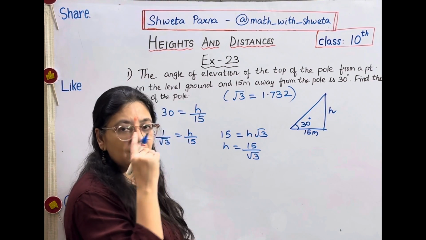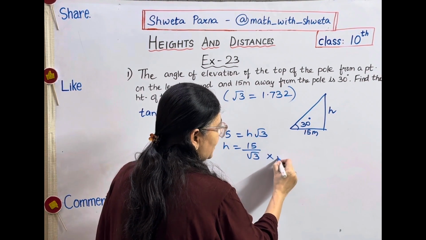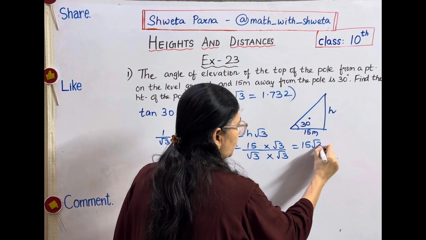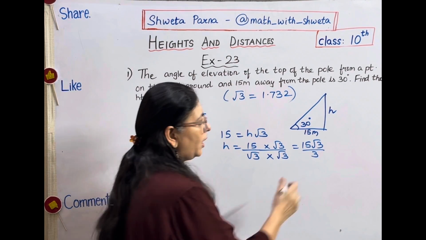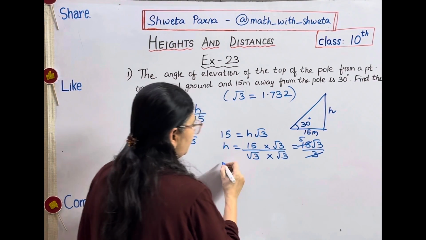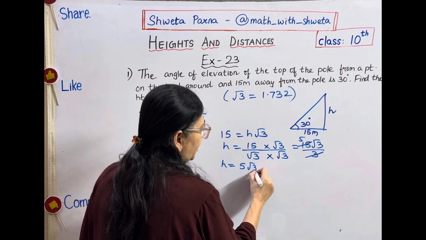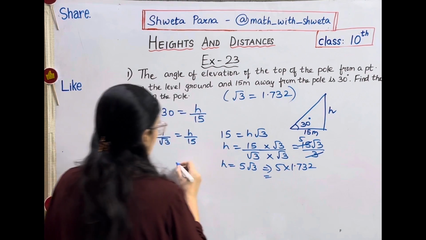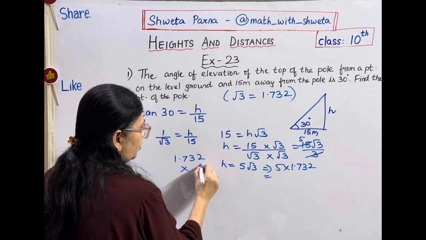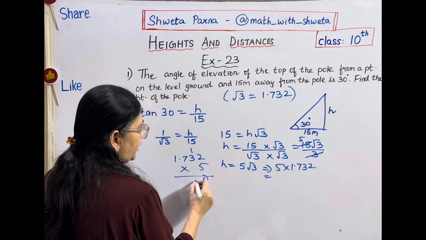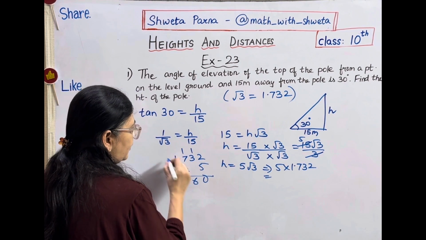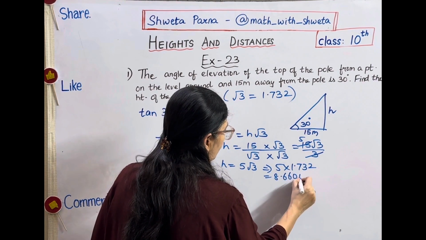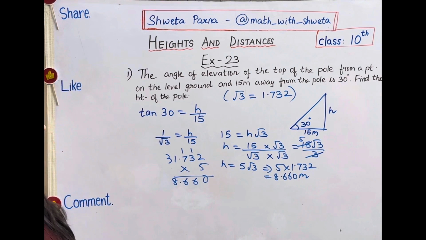Now how do you solve this? So an easier way is to rationalize it. So you will multiply root 3 in the numerator and the denominator. So this will become 15 root 3 upon 3. Okay. Now 3 5s are 15. So h is 5 root 3, which is 5 into 1.732. So 1.732 into 5. 5 2s are 10, 15, 16; 5 1s are 5, 3 5s are 15, 35, 36; 3 ends are 8. So the answer is 8.660 meter. Yes? Come on, let's go to the next one.